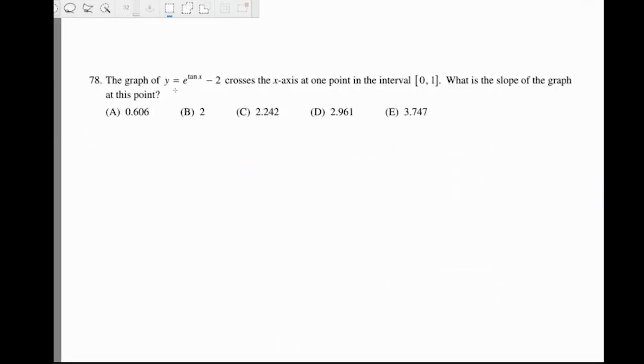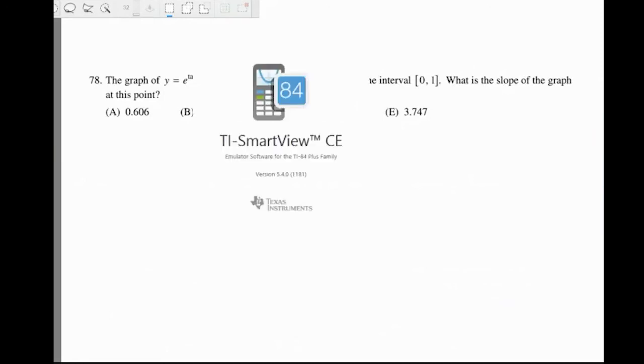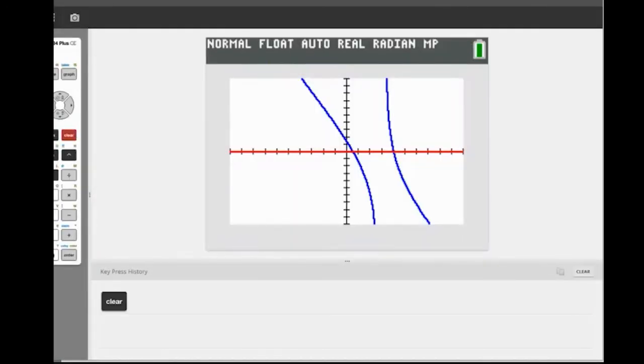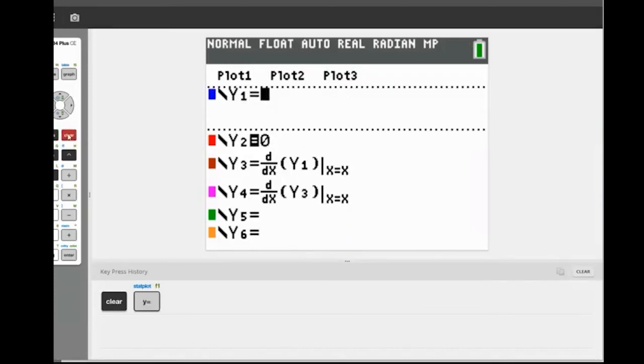It says there's a certain graph right there. It crosses at 1 point on the interval 1 to 0. What is the slope at this point? Okay, so we're going to do this on the calculator, so take your calculator out. This is a calculator question. That's why it shot to number 78. So in your calculator, make sure, first of all, that you're in radians.